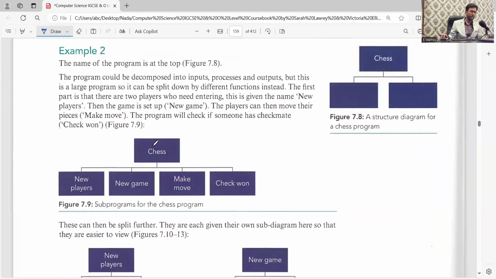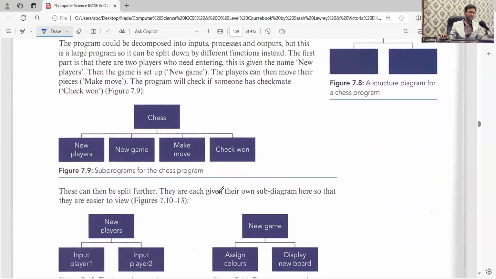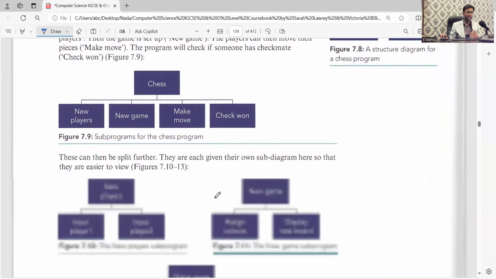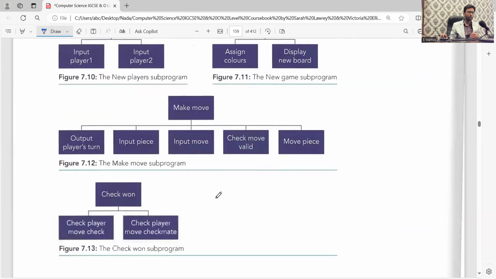Like for example, here is a chess game. You can see that you have new players, new games, make moves, check one. These are just some supporting diagrams of your structure chart. Your concept should be clear: a structure chart is when you break down your problem into small areas, decomposing the problem.